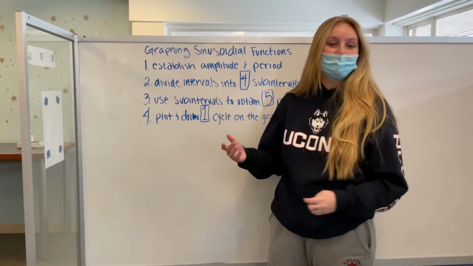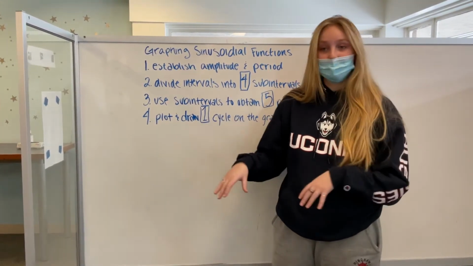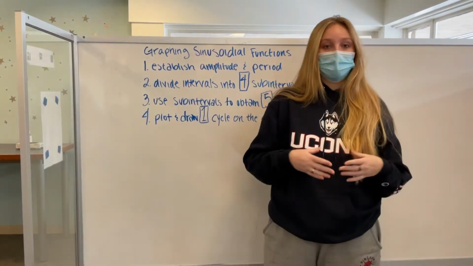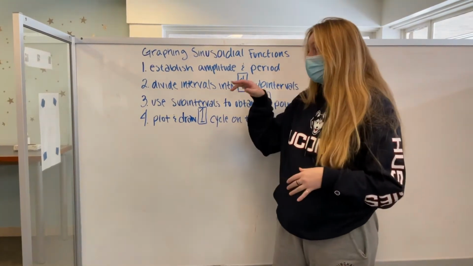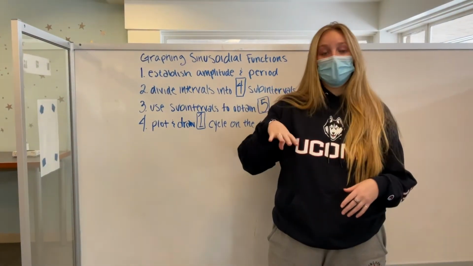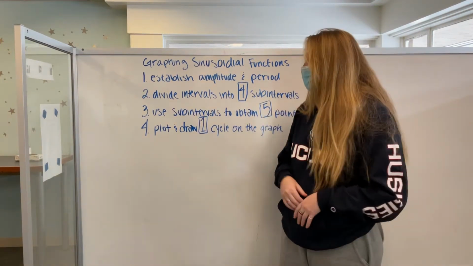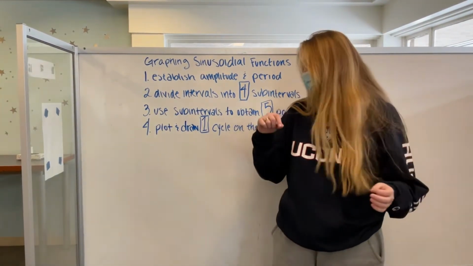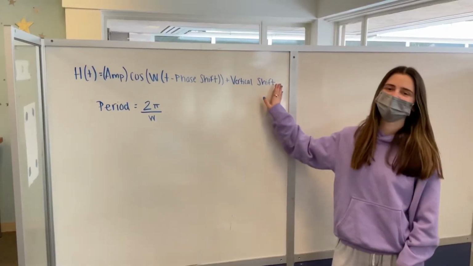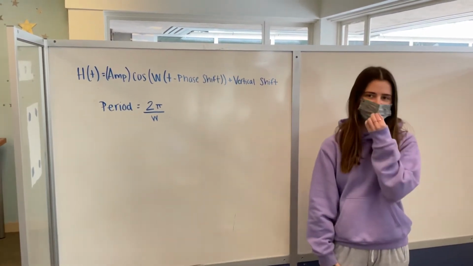Okay, so now I'm going to bring you through the steps of graphing these functions. So the first one is to establish the amplitude and the period. We'll get into those steps later. And then to be able to plot your graph, you're going to need to divide your period into 4 subintervals. So then you can use your subintervals to obtain 5 points on the graph. And then from there, you're going to plot and graph one complete cycle, and that's how you're going to get it. Here is the formula to find your period. Both of these will be necessary when finding the upcoming problems.